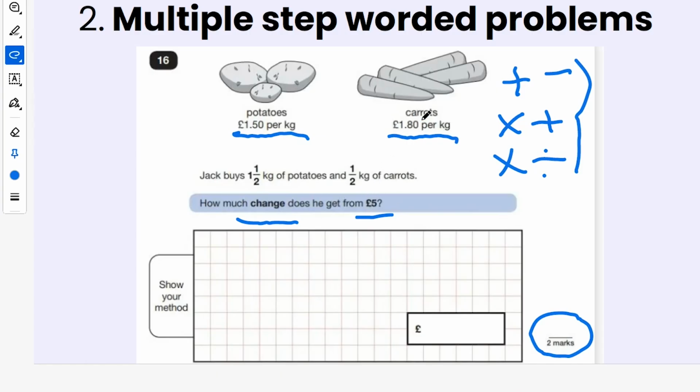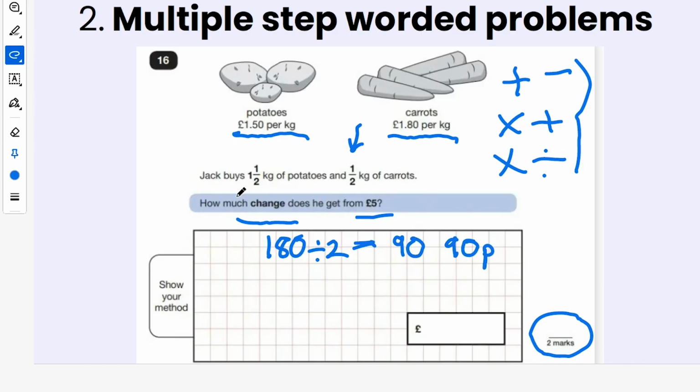So he buys 0.5 kilogram of carrots. Now, it's 180 per kilogram, but he only buys half. So we're going to have to half the amount that it costs for a full kilogram. So it's going to be 180 divided by 2. Well, we know that 18 divided by 2 is 9. So 180 divided by 2 is 90 or 90 pence. Okay, so the carrots cost us 90 pence.